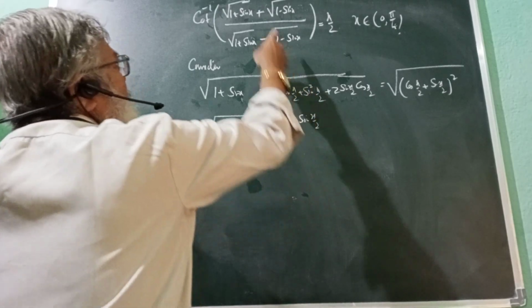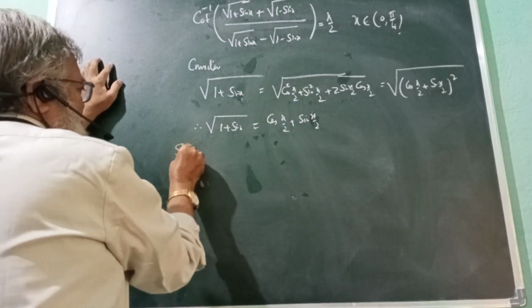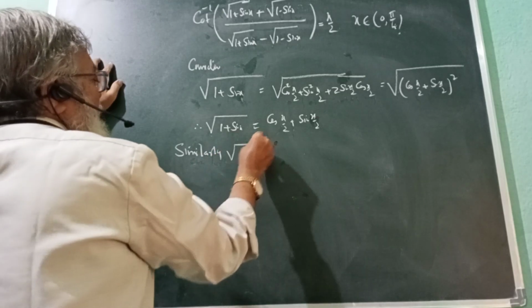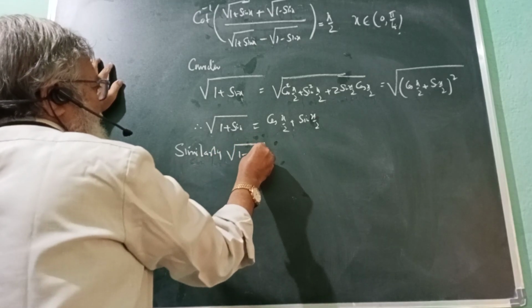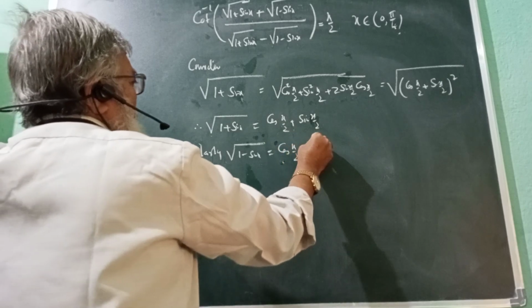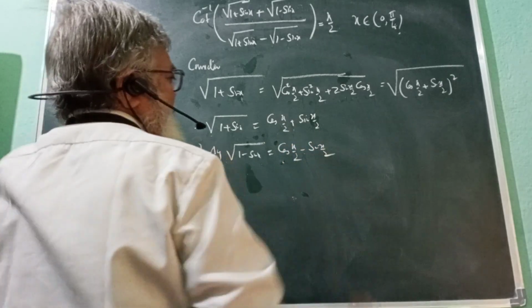Now because of the symmetry, similarly we can write: under root 1 minus sin x can be written as cos x by 2 minus sin x by 2.